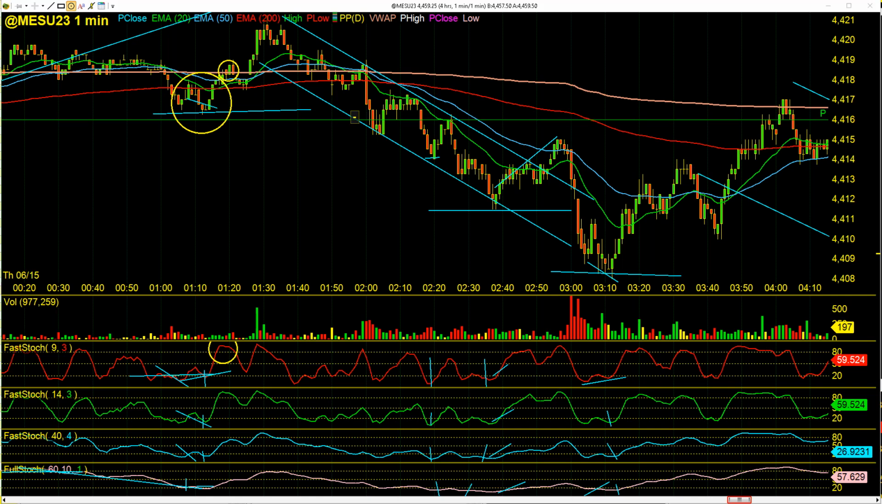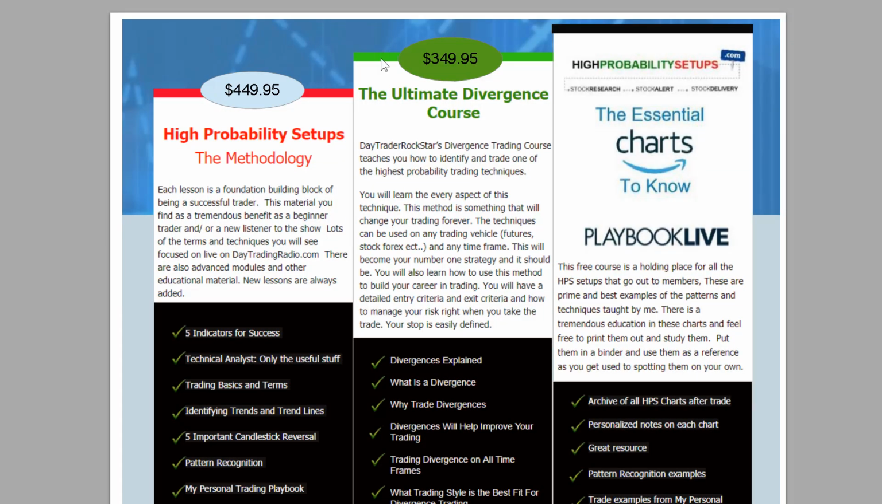I think I have a screenshot of what the prices are. Yeah, so the high probability setups, which is the foundation course, the building block, it teaches you everything about everything. The indicators that I use, the basics, the terminology, your trends, your candle lines. This is all the basics, the foundation of what you use. It cuts the learning curve in half.